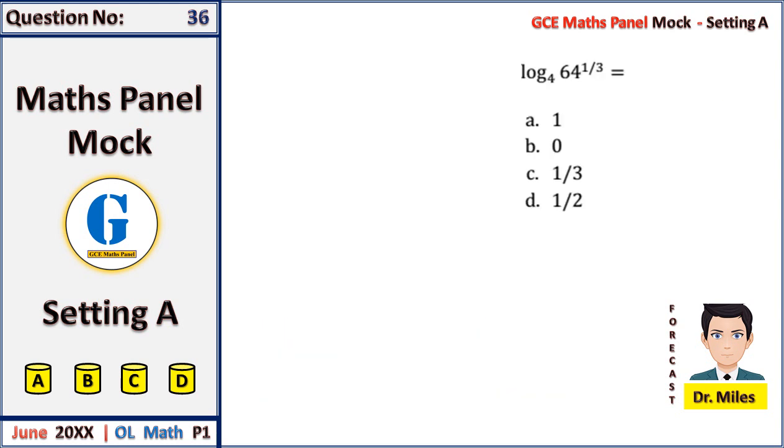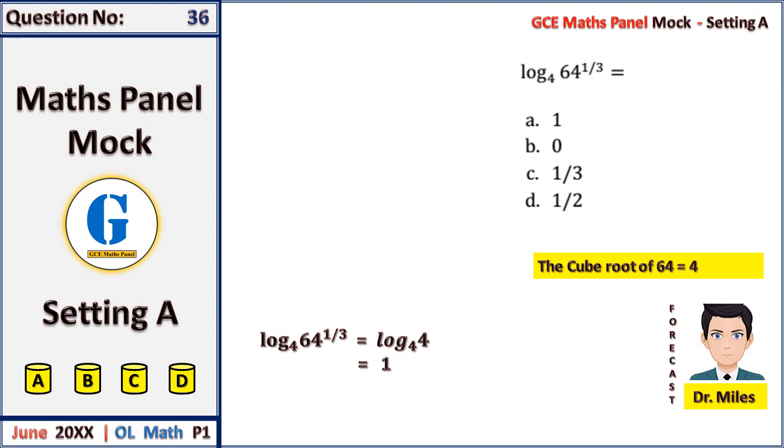Simplifying log 4, log 64 to the power 1/3 base 4 will give us the cube root of 64 is equal to 4. So we can replace this in that expression. That gives us log 4 base 4, and log 4 base 4 is equal to 1. The log of a number to the same base is 1.